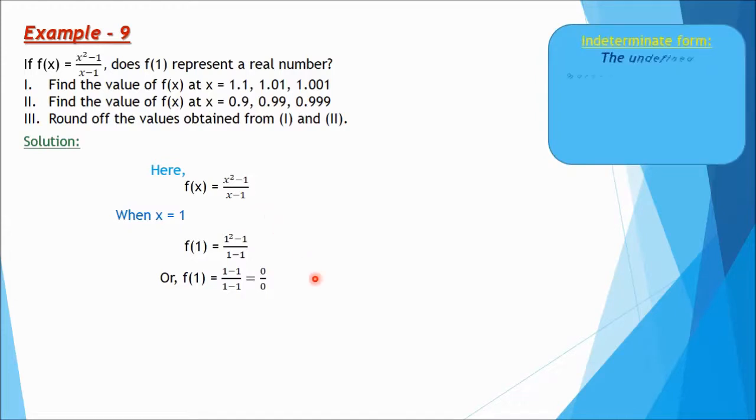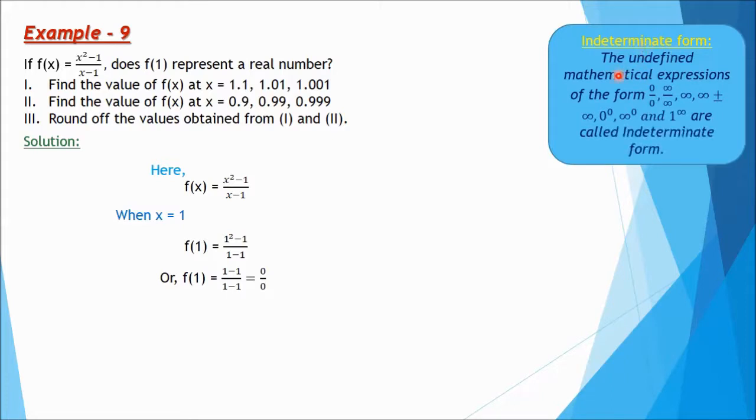Now this 0 by 0 is an indeterminate form. We need to learn one term, that is indeterminate form, the undefined mathematical expressions. If it is in the 0 by 0 form, infinity by infinity, infinity minus infinity, or 0 to the power 0, infinity to the power 0, 1 to the power infinity, they are called indeterminate forms. They are undefined mathematical expressions. They don't have a definite value. We can't write 0 by 0 equal to 0. That will be a mistake.